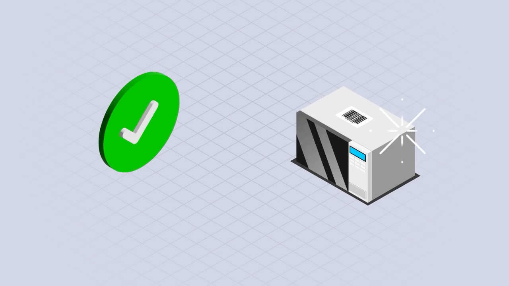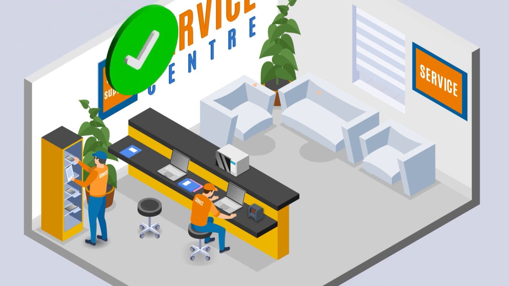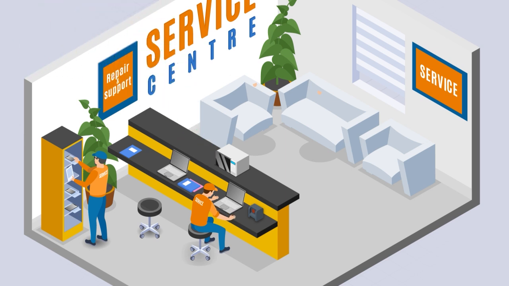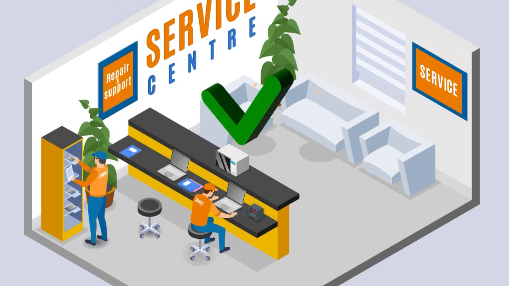Once the repair is complete, the job is closed in TransLution, preventing any further material issues and alerting the front desk that the item is ready for return. The final step is invoicing the customer and dispatching the repaired item, closing the loop on a fully traceable, efficient process.